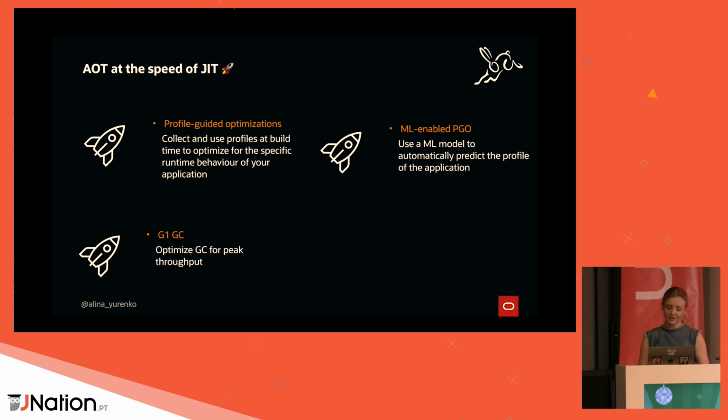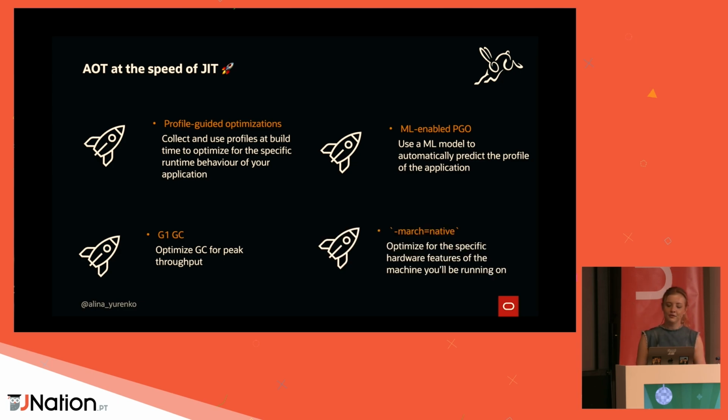And 2 more smaller things. Well, G1 is not smaller, but one more thing that you can do is use G1 GC. This is also what we saw in the last performance chart that I showed, where it used a bit more memory, but the peak throughput was much better. So if you want to optimize for peak throughput, you should use G1 GC in native image.